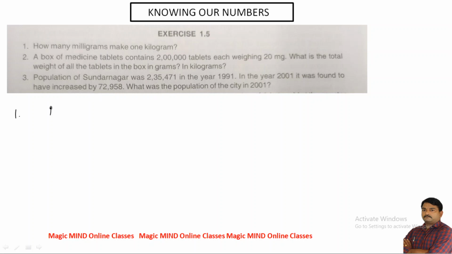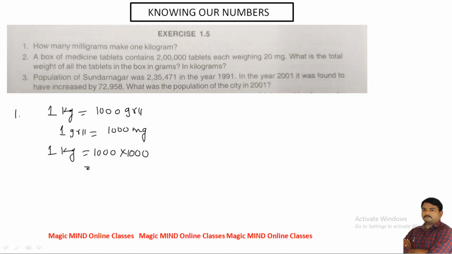For that, first of all, we convert 1 kg into grams. 1 kg is 1000 grams. Now 1 gram we convert into milligrams. 1 gram is 1000 milligrams. So we first convert kgs into grams, then grams into milligrams. Therefore 3 zeros and 3 zeros, and we get 10 lakh milligrams. Therefore 1 kg is equal to 10 lakh milligrams.